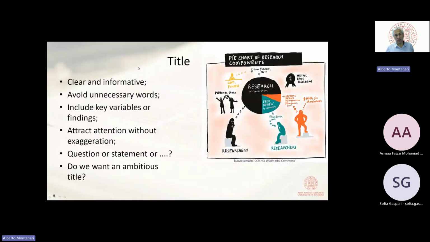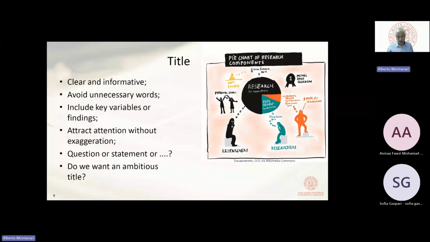Now let's start discussing the structure of the paper. The title is extremely important. We discussed it already. It should be written with a proper tone, not overly ambitious, but ambitious. I say again, ambitious, but not overly ambitious. And it has to be ambitious at the right level.